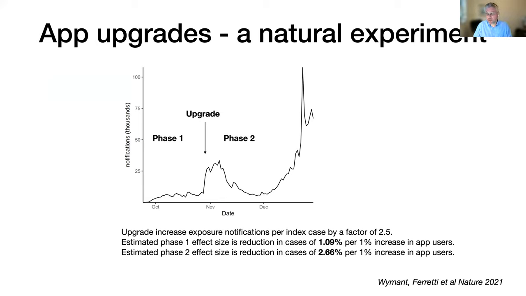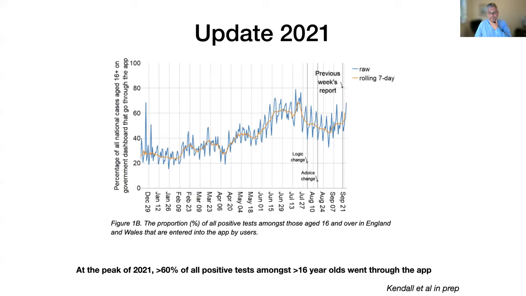I mentioned at the beginning that there was this natural experiment. There was an upgrade to the app that made it much more sensitive. What was interesting was that the number of notifications per case went up by a factor of 2.5 with this upgrade. And actually the effect size also went up by a factor of 2.5, consistent with a causal link between the process of app notifications and the reductions in infection rate.